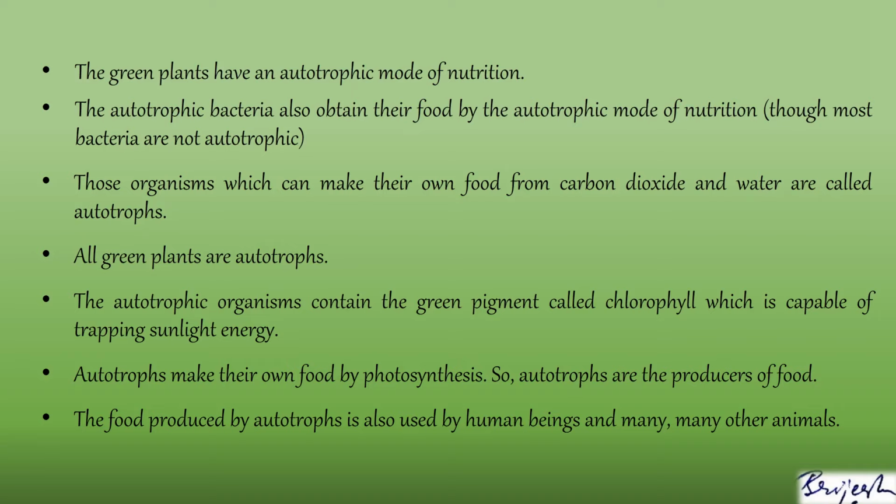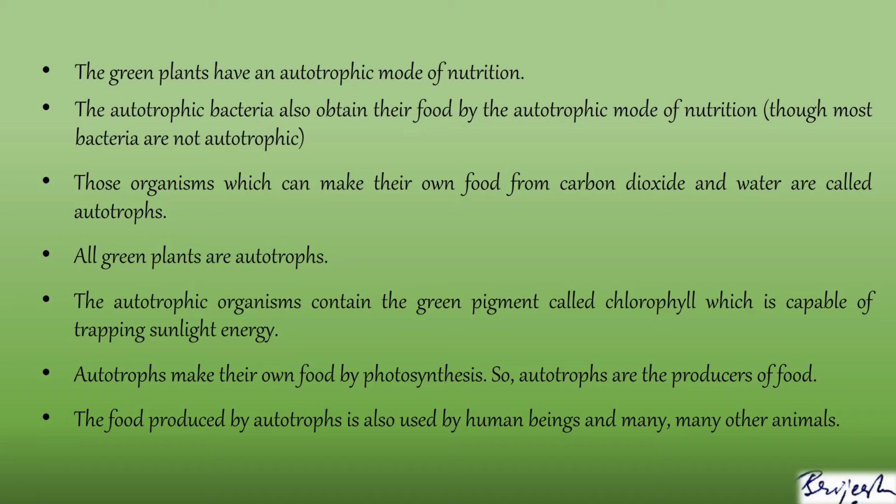The organisms having autotrophic mode of nutrition are called autotrophic organisms or just autotrophs. So those organisms which can make their own food from carbon dioxide and water are called autotrophs. All the green plants are autotrophs because they make their own food from carbon dioxide and water present in the environment. Non-green plants are, however, not autotrophs. Certain bacteria are called autotrophic bacteria.